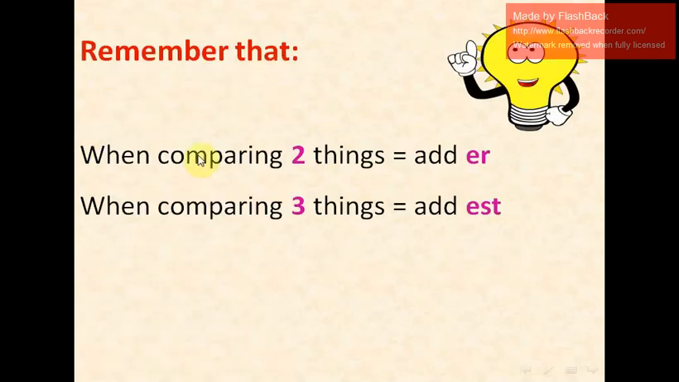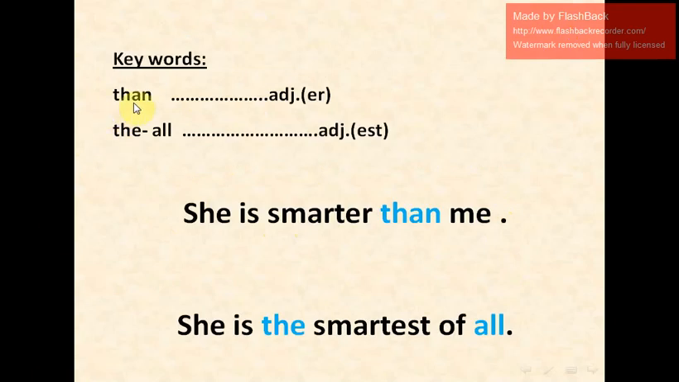So remember always that when comparing two things, we add two letters, easy, er. When comparing three things, we add est. This is very easy. And remember always to use than when I'm comparing two. We use er, like she is smarter than me. Now I'm comparing two, she and me. So smarter than, always this word, you find it when I'm comparing two things or two persons, than.